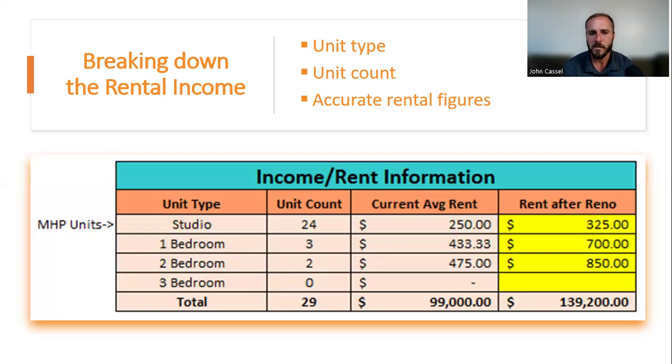Here's a quick breakdown of the one property that we have. It was a mobile home park of 24 units, and then we had five apartments in a 5-unit multifamily as well. So we came up with the current average rent for that unit type, and then what they were after any sort of renovations or where we could get it market wise, to see where we are currently with rent and where we could get with that income.